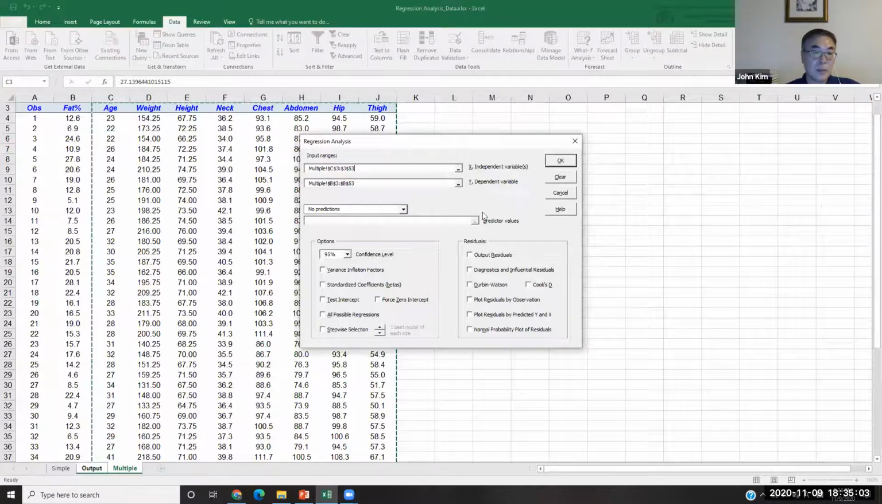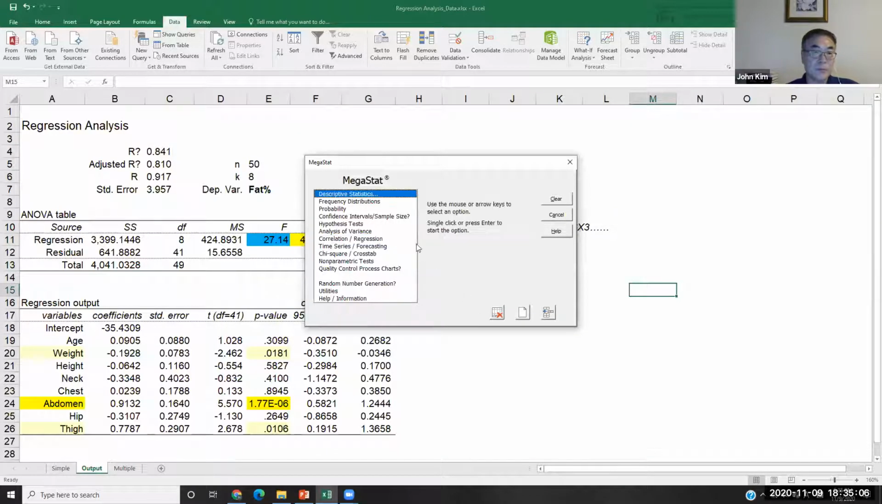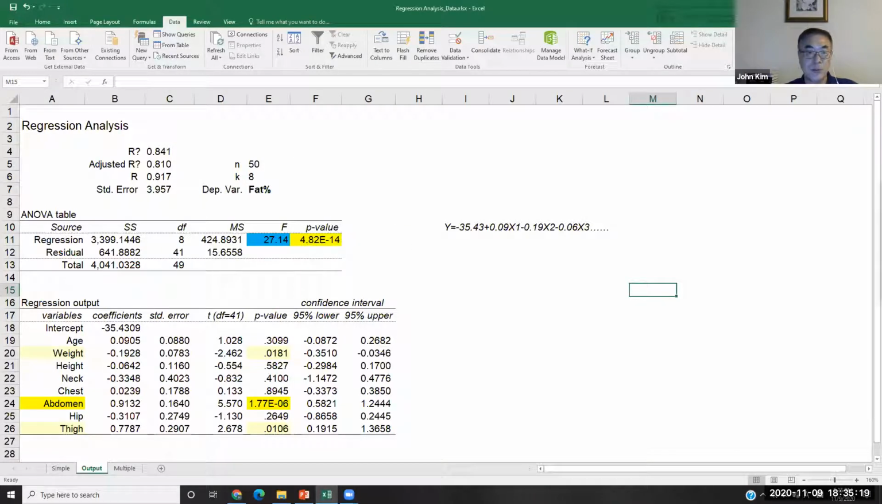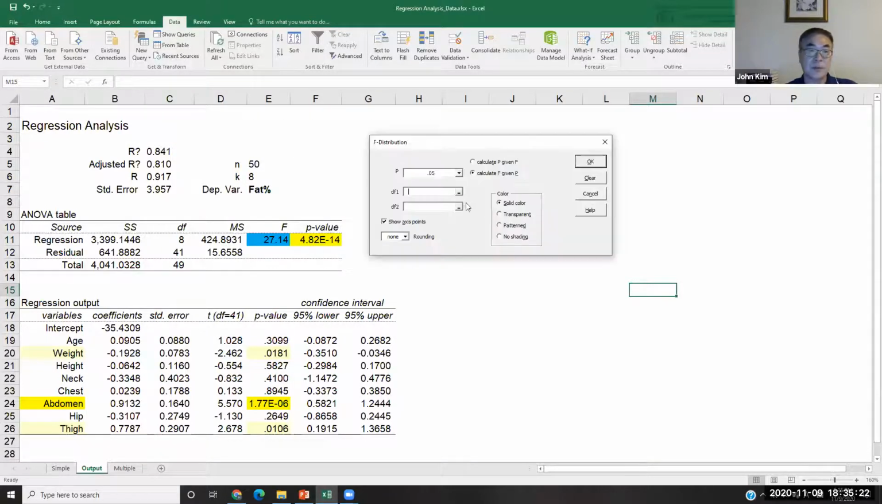Go MegaStat, clear, probability, and then F distribution. Because the global test uses the F distribution, click F distribution, then this one asks for alpha, the significance level. For general research, we usually use 0.05 alpha.